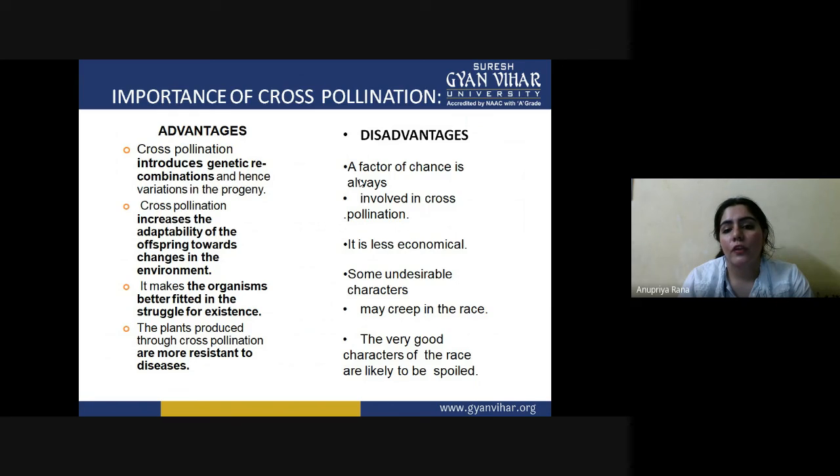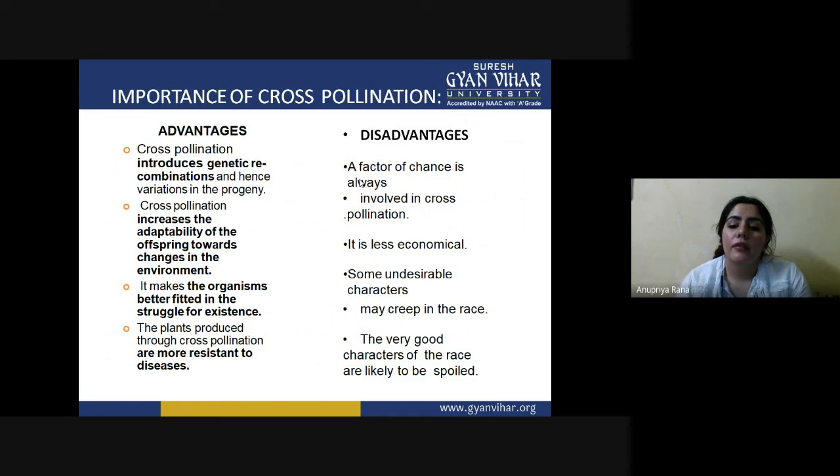Cross pollination is less economical, because any kind of mutation will disrupt our product or our imagination of the product. So that's why it is less economical. Some undesirable characters can appear, because this is not an isolated thing, not a very controlled version. So anything can happen inside this. This is not predictable, it is totally unpredictable.